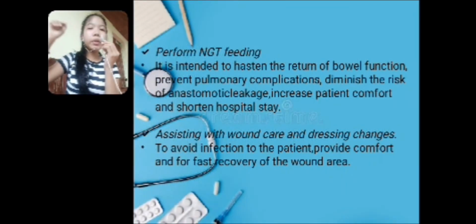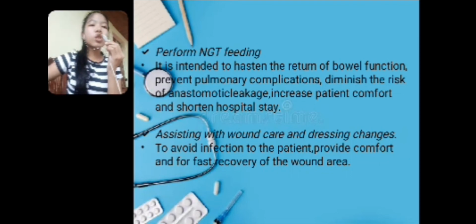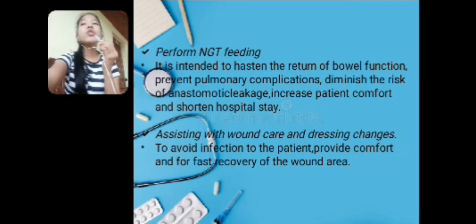Next is performing NGT feeding. It is intended to hasten the return of bowel function and prevent pulmonary complication, also diminish the risk of anastomotic leakage, increase patient comfort and shorten hospital stay. The NGT tube, or nasogastric tube, is a tube that passes through your nose and then down to the stomach. Fluids that have become trapped can be removed through this tube.